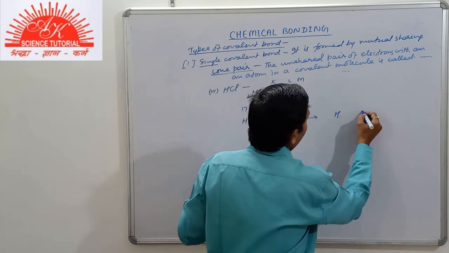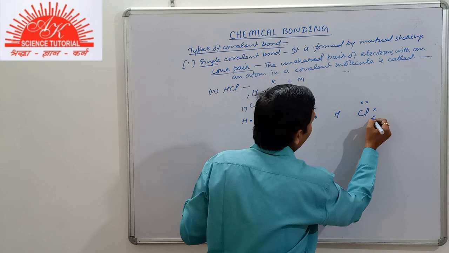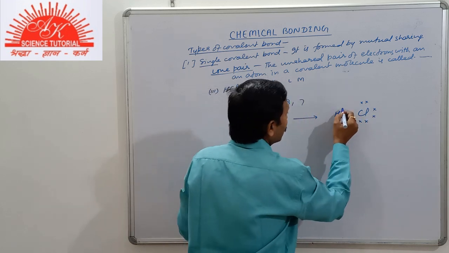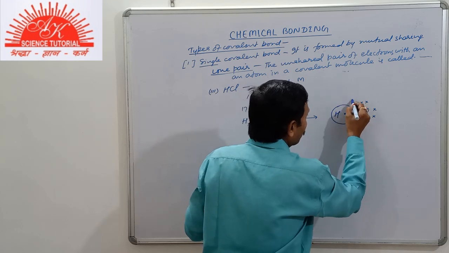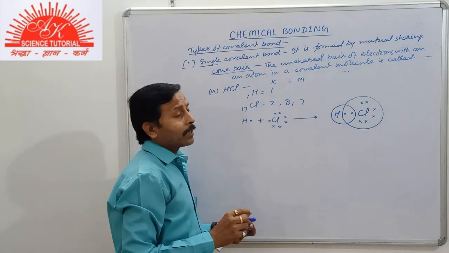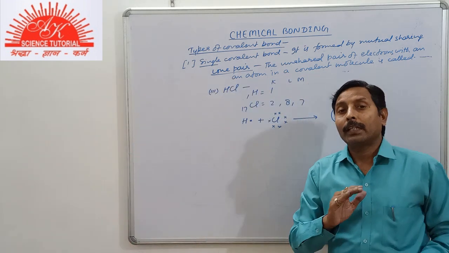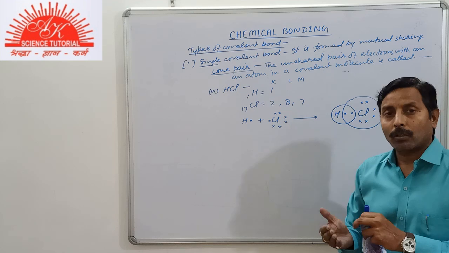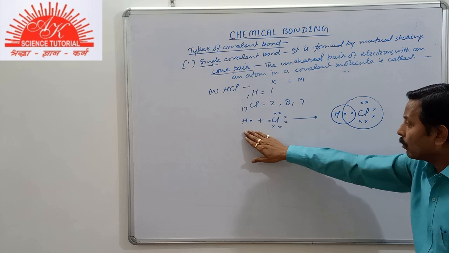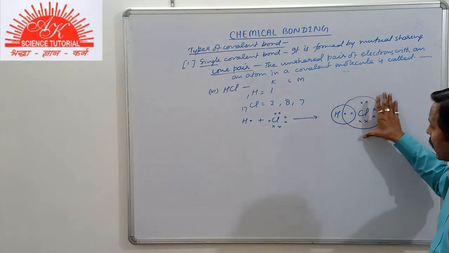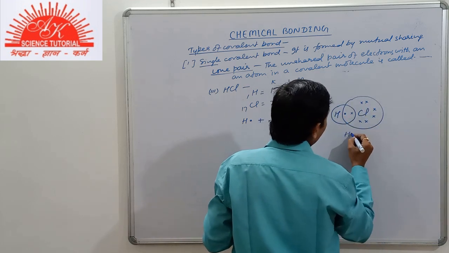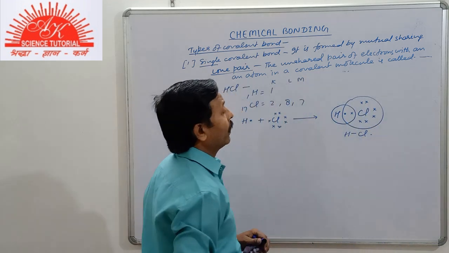Now you see here, there is one electron shared by each other. Hydrogen completes its duplet, chlorine completes its octet. Students, in a covalent compound, if it is asked to draw the electron dot diagram, then you can directly draw this part only. You need not write this one, you can draw it directly. So this is the hydrogen chloride single covalent bond.